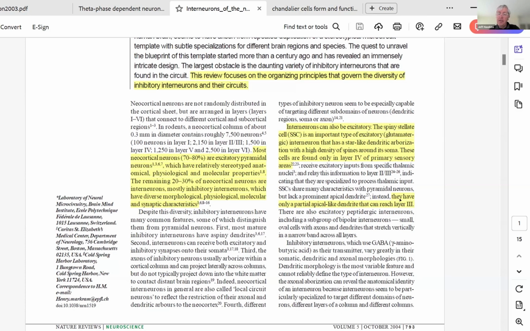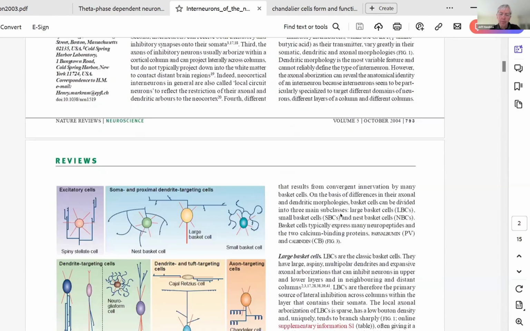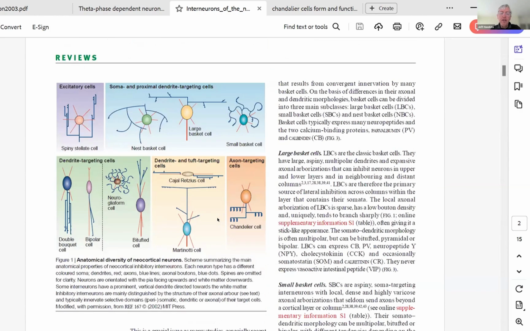And they also say, this is something I never saw before, they said the spiny stellate cells have a partial apical-like dendrite that can reach layer 3. I've never heard of that. I know they have their dendrites spread around, but I never heard they have a partial apical-like dendrite. And I didn't see a reference for that, so I don't know why they said that. That's new.